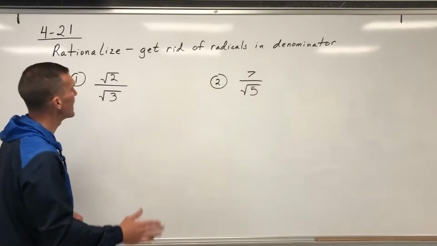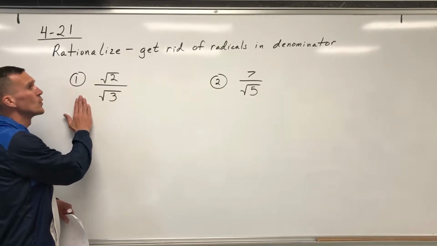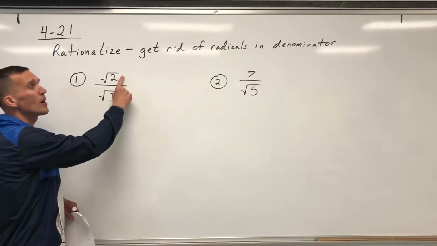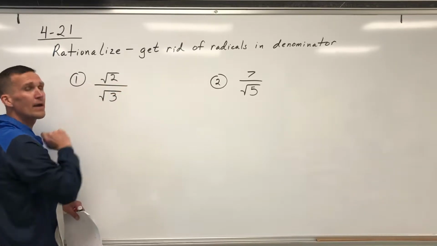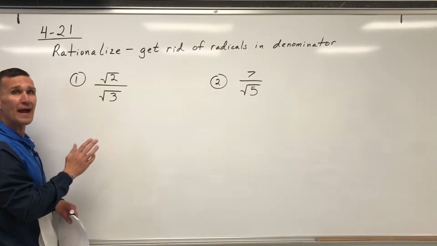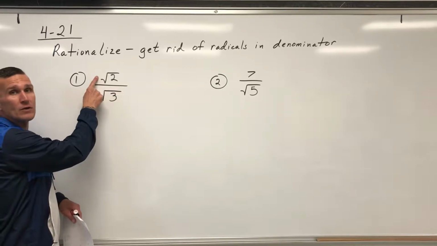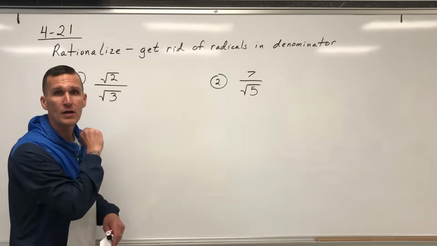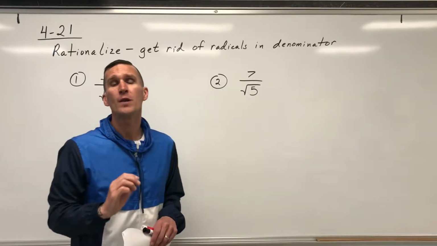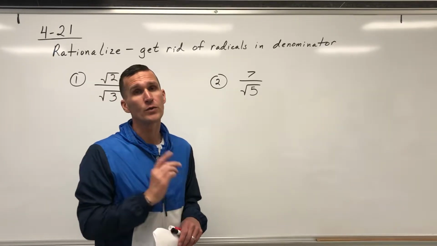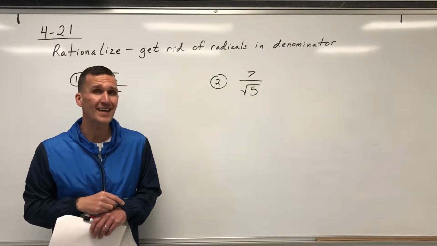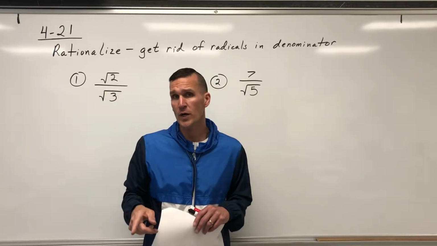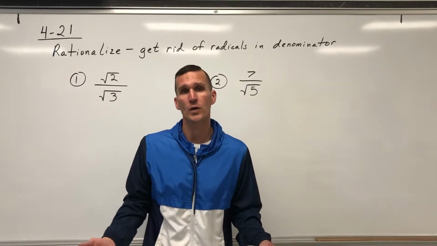Now, how are we gonna do that? So here is number one. We're gonna have a fraction or division problem, rad 2 divided by rad 3. Now, in a fraction, you're allowed to have a radical in the numerator, but you're not allowed to have a radical in the denominator. So what we wanna do is make a perfect square root, because if you remember from your previous days, when you have a perfect square root, it's no longer a square root.